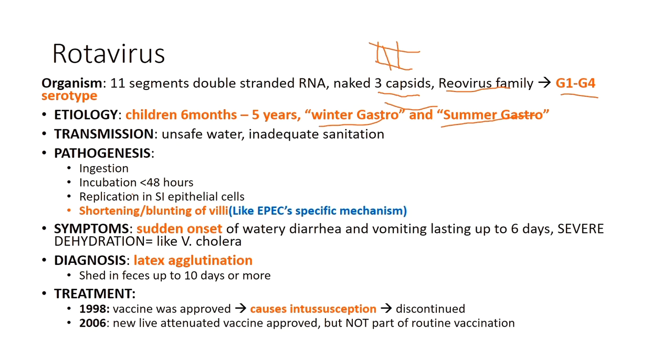So incubation is actually pretty fast, within a couple of days, in the small intestines. And what this guy does is it shortens and blunts the microvilli. Where have we seen that? Well, EPEC. So EPEC is the guy that also does this. So symptoms, it's just really sudden onset, really watery diarrhea, and vomiting.